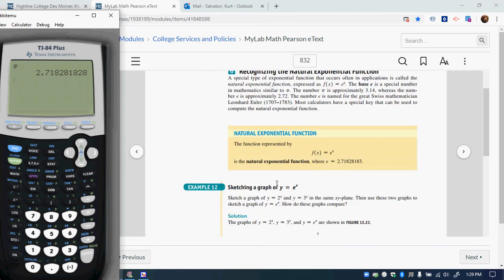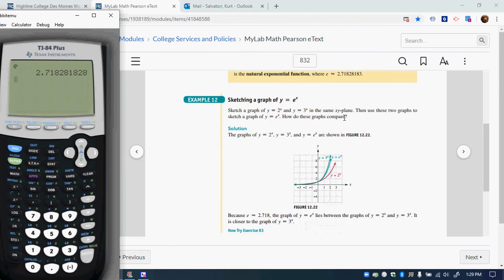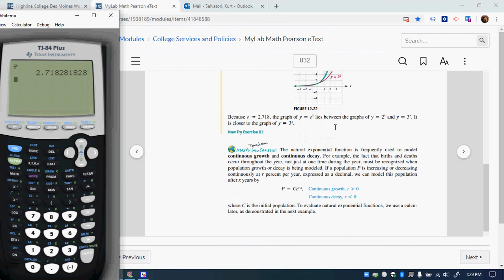So take a look at the example. e to the x is the blue line here. If we're comparing it to other exponentials that we've done, such as 3 to the x or 2 to the x, it's in between those two. And that makes sense because it is 2.7. So that's why it's in between there.